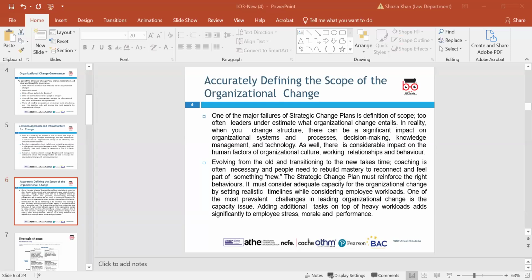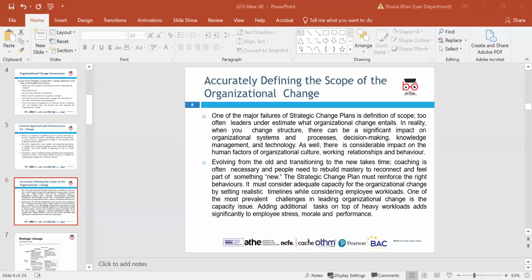One of the major failures of strategic change is the definition of the scope. Too often leaders underestimate, as I mentioned, what organizational change entails. In reality, when you change structure, there's a significant impact. If you change the structure of the organization, who's going to make the decisions, who the managers are, it does cause a big issue within the whole point of the strategic change plans. There's considerable impact on human factors of organizational culture, working relationships and behavior.